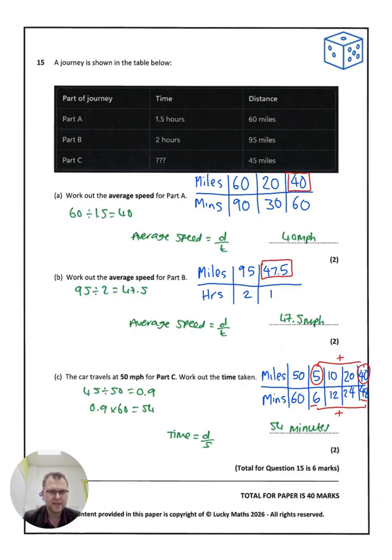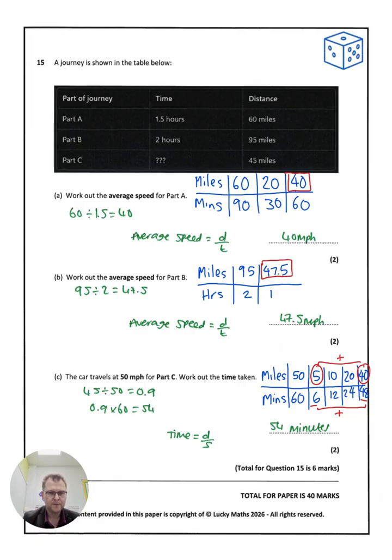And finally, for part C, 45 miles is our target to get to, but we know the car's traveling at 50 miles per hour. So the first part of that table is 50 miles equals 60 minutes. From that, I've broken it down and said that's the same as saying 5 miles takes 6 minutes to travel. So 10 miles would take 12 minutes. 20 miles is 24 minutes. And 40 miles would take 48 minutes.